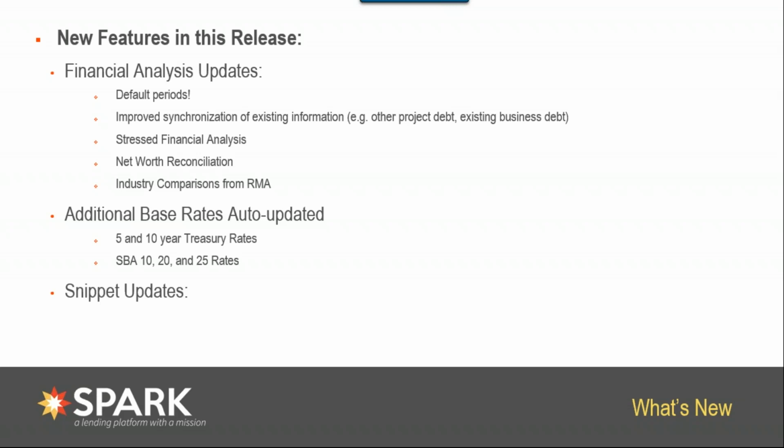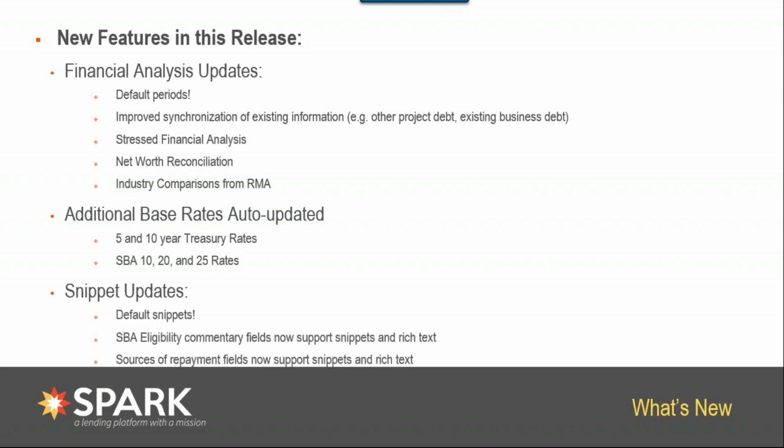Additionally, we've got snippets that have been updated. So now you can actually have a default snippet. If you are a global snippet manager, then you can designate a certain default snippet for commentary fields. For instance, you can now have SBA eligibility commentary with a snippet, as well as sources of repayment with a snippet. If you choose to use the default version, it's going to automatically fill in that default snippet each time you go into that specific commentary field.